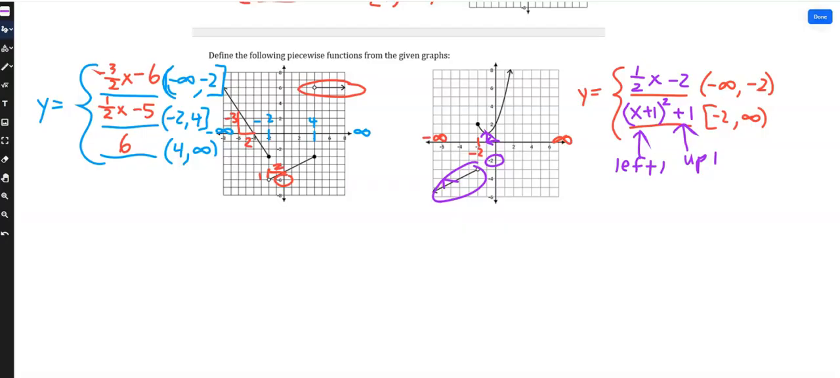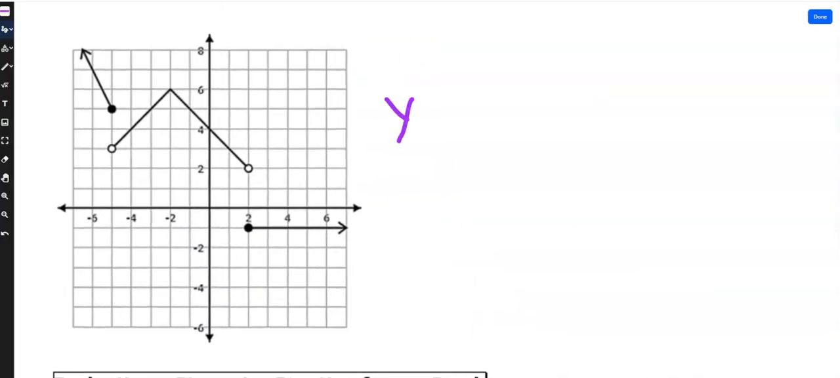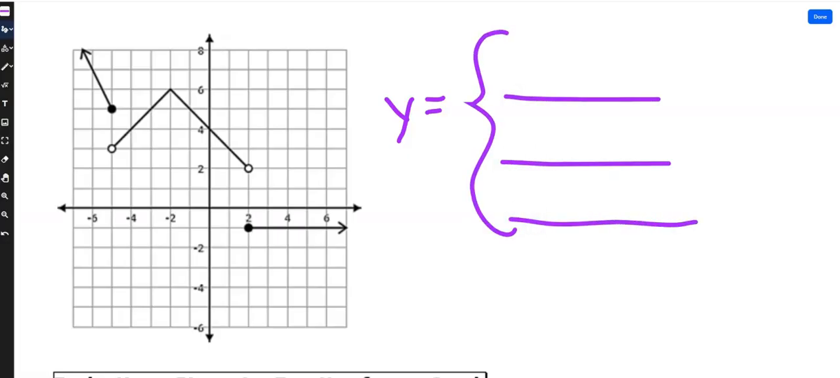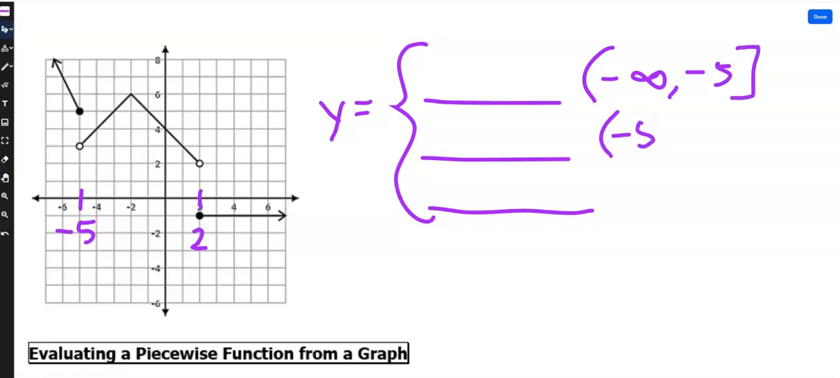Let's go to the next slide. One, two, three. All right, so let's see here. We're cutting there at negative 5 and over here at 2. So negative infinity to negative 5 bracket, parenthesis, negative 5 to 2 parenthesis, and bracket 2 comma infinity parenthesis.